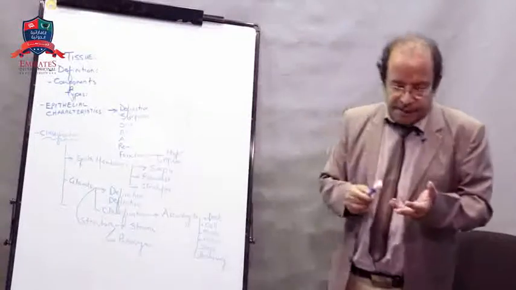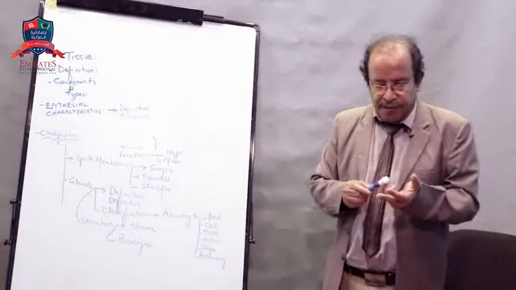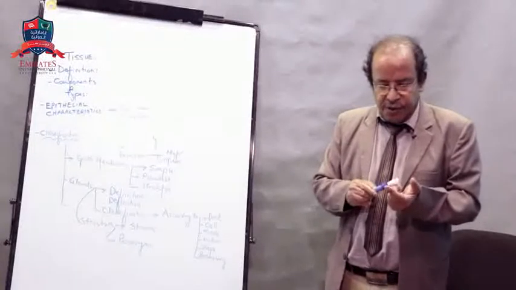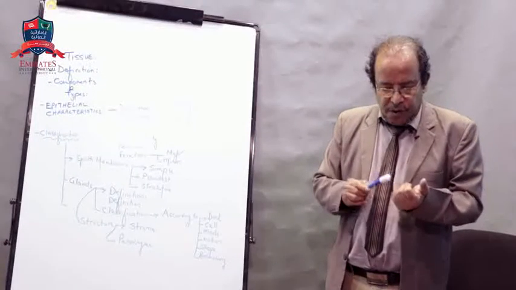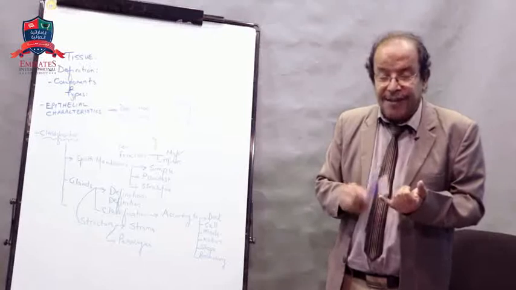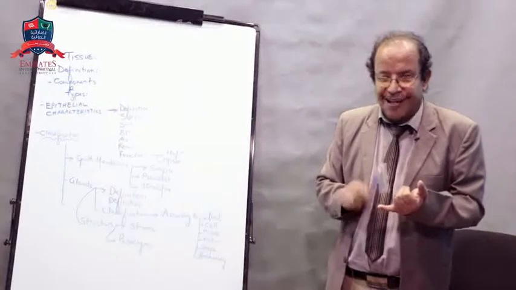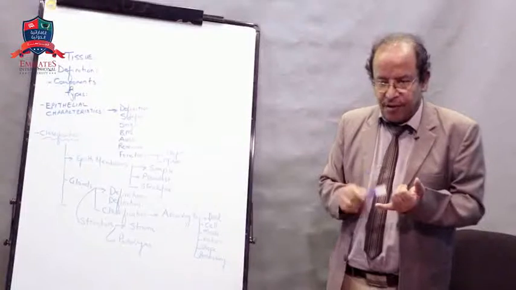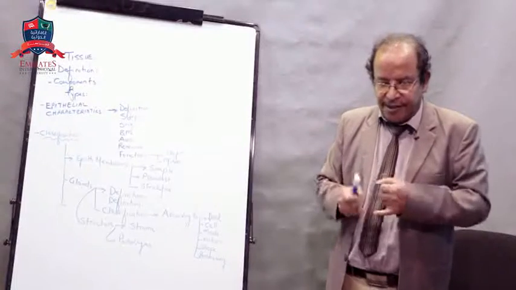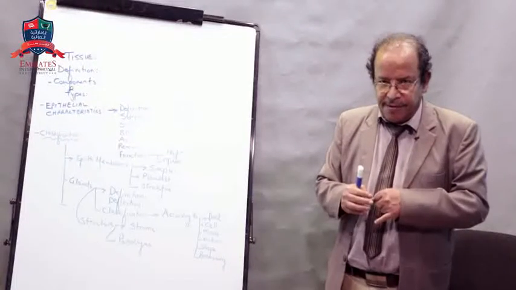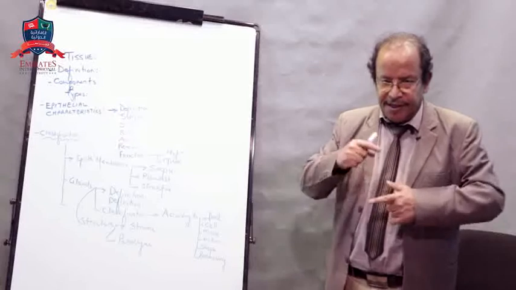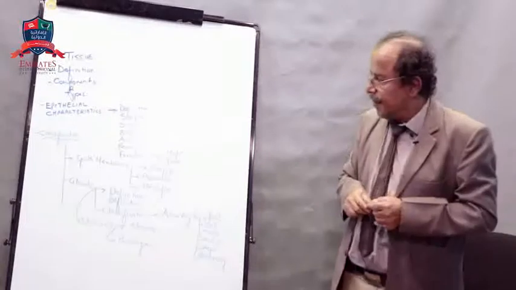If you compare epithelium, connective tissue, muscular tissue, and nervous tissue, you will find that the epithelial tissue is the one which renews. They constantly renew, like the skin. Approximately every month it is being renewed.